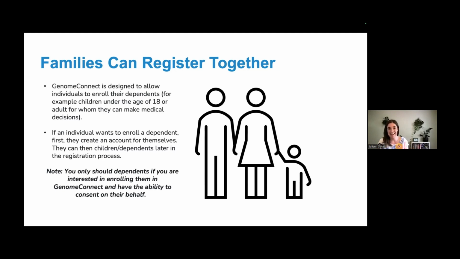A common question we get is, if I have to enroll my children, is this a required step? And really, participants only should add dependents if they're interested in enrolling them in GenomeConnect, have the ability to consent on the behalf of that individual, and are interested in sharing their data. So if I have 3 kids, but I'm really focused on sharing the genetic testing results that I've had, I only have to enroll myself. That's the only person that I will add to my online account. If I want to enroll 2 of my children because they've also had genetic testing, I have the ability to do that within my same account and make sure that all the family is sort of enrolled together, nested together.